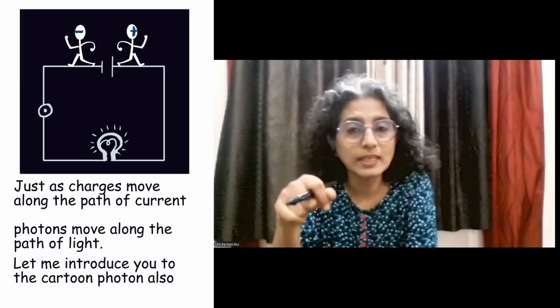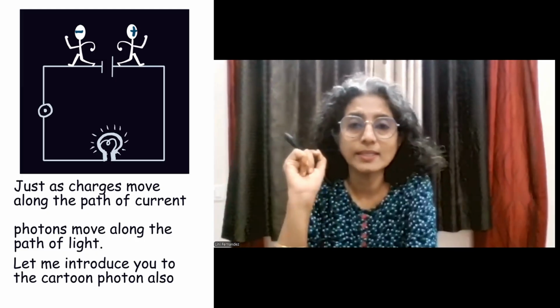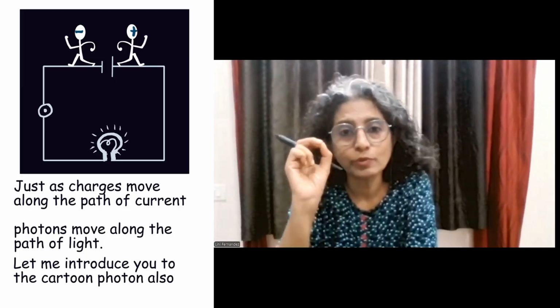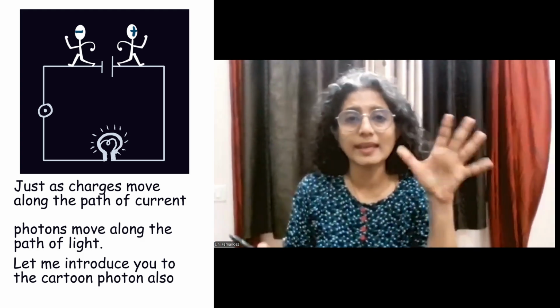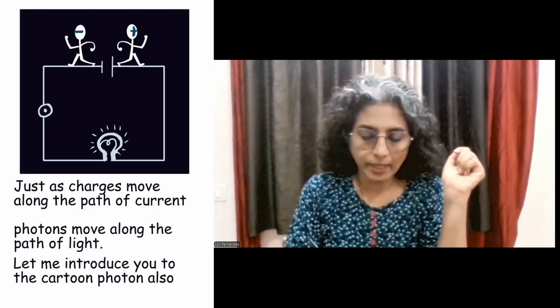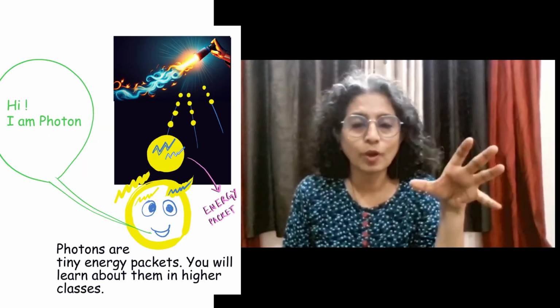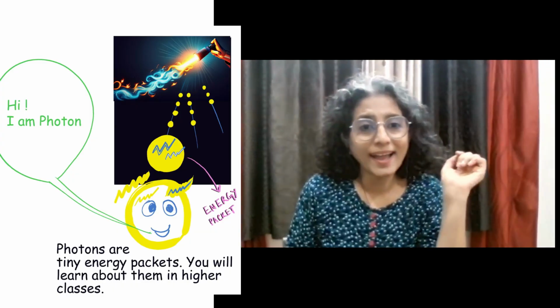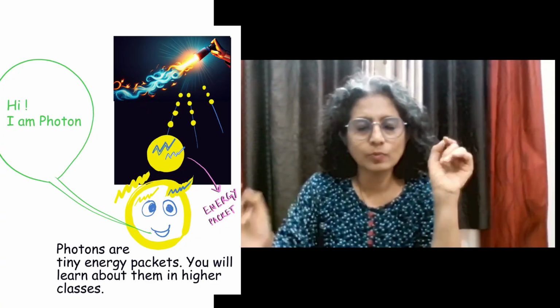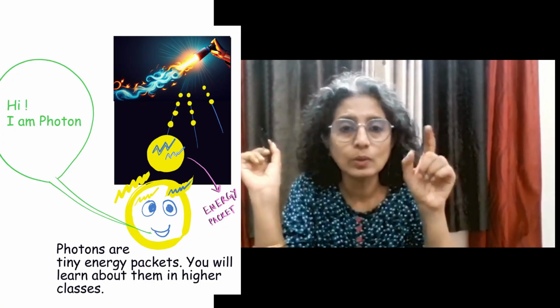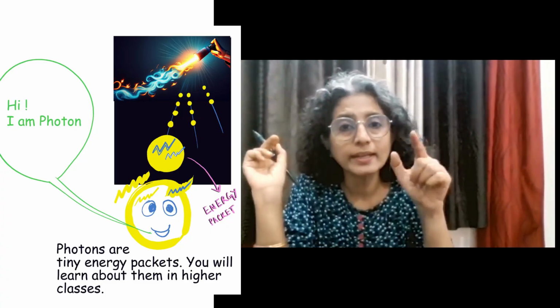But for light rays, what happens is tiny photons. Now, photons are tiny energy packets. Let me show that to you. I've made that photon as a cartoon. Hi, I'm photon, says the photon packet. Now, photons are those tiny yellow dots that you see emanating from the torch.